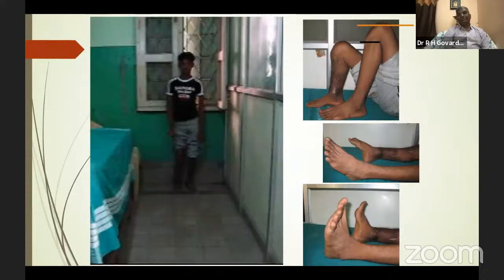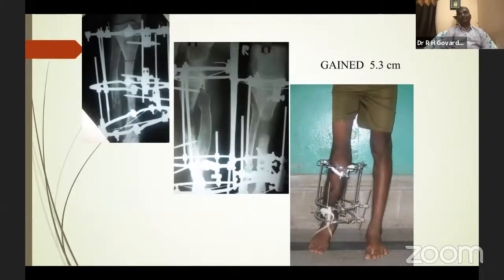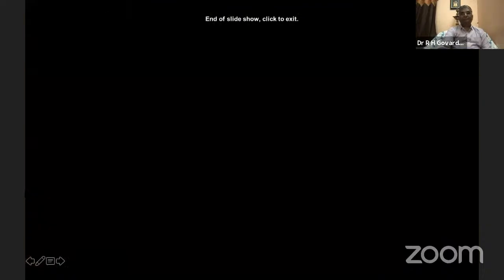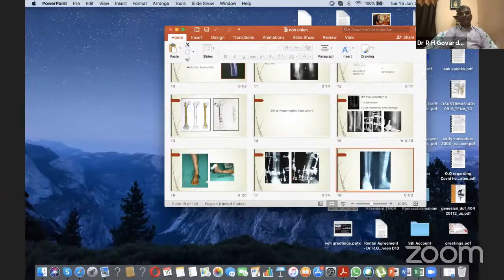He still had shortening of the limb, for which we later did a lengthening of the limb. He had equal limbs on both sides and he walks well. Gained 5.3 centimeters. I think that's all. That's the end of my lecture and two of the interesting cases which I wanted to share.